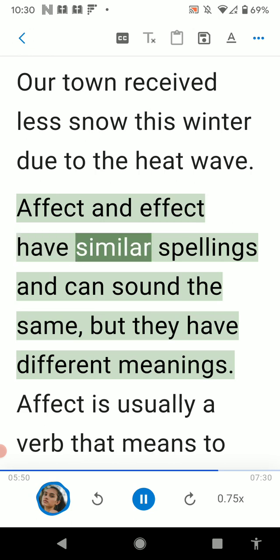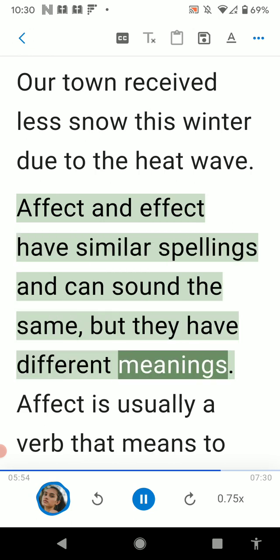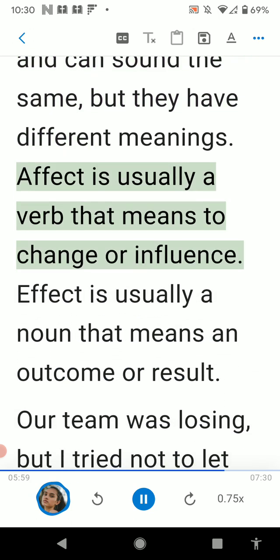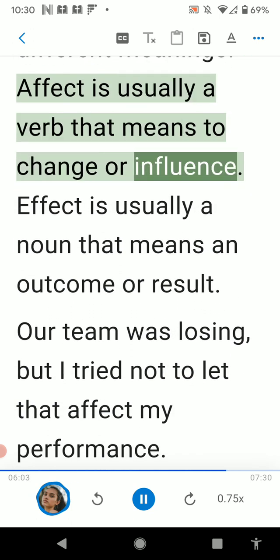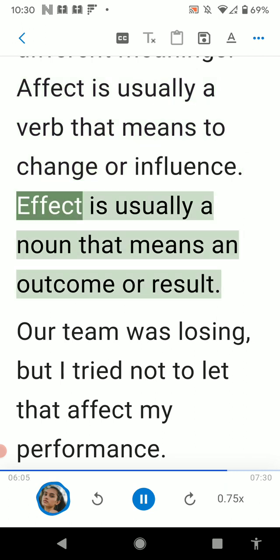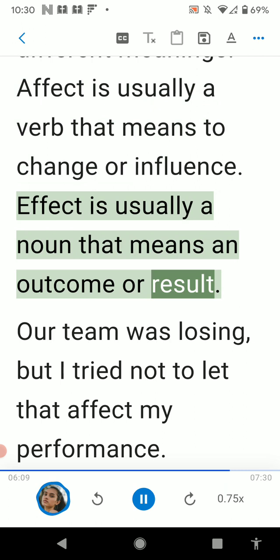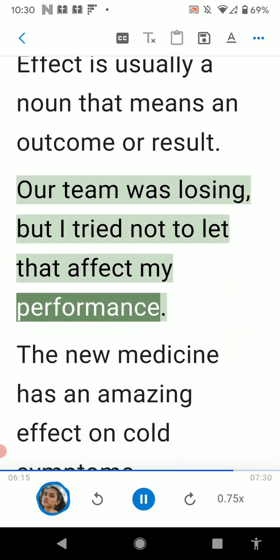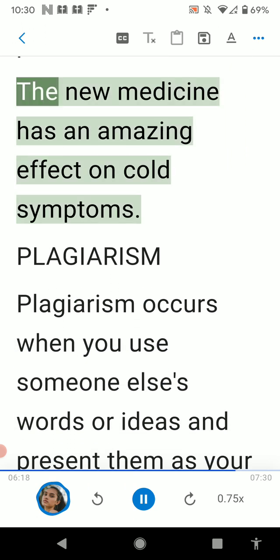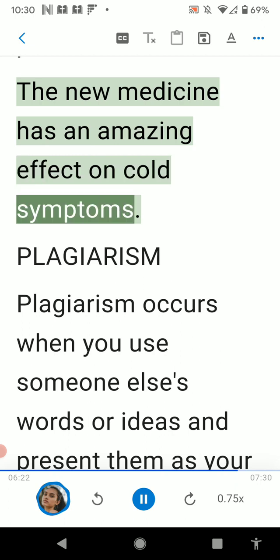Affect and effect have similar spellings and can sound the same, but they have different meanings. Affect is usually a verb that means to change or influence. Effect is usually a noun that means an outcome or result. Our team was losing, but I tried not to let that affect my performance. The new medicine has an amazing effect on cold symptoms.